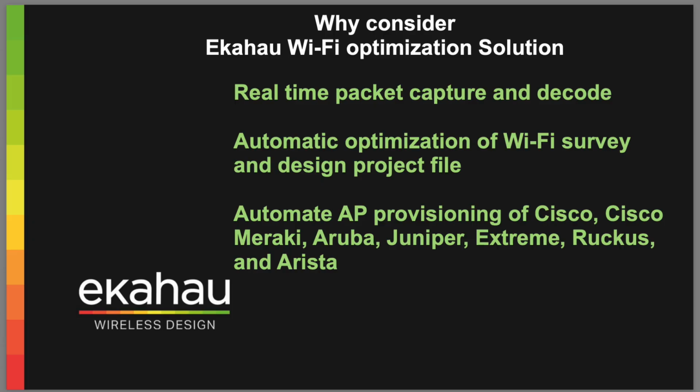We can also automate AP provisioning for Cisco, Meraki, Aruba, Juniper, Extreme, Ruckus, and Arista. This automatic provisioning, which is through the APIs of these companies, allows us to have an accurate change of the configuration, and that is a very powerful feature.